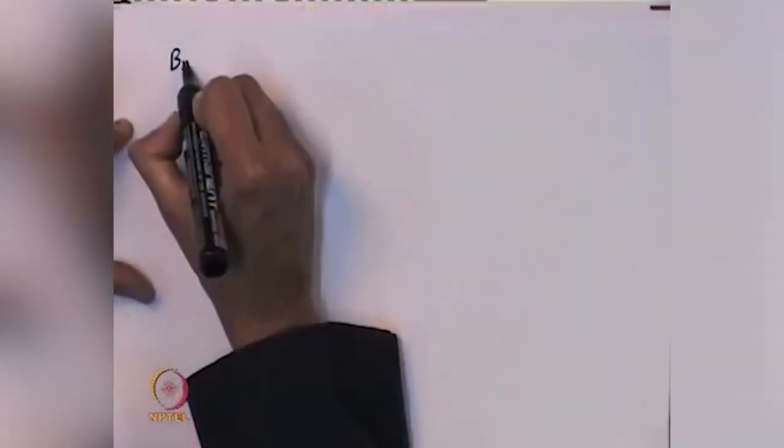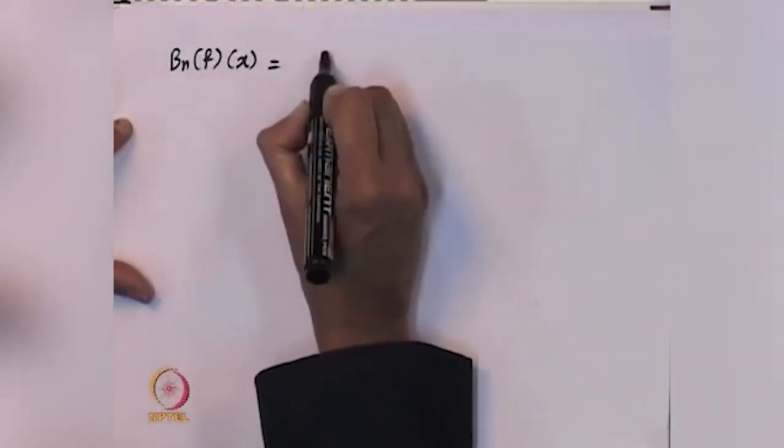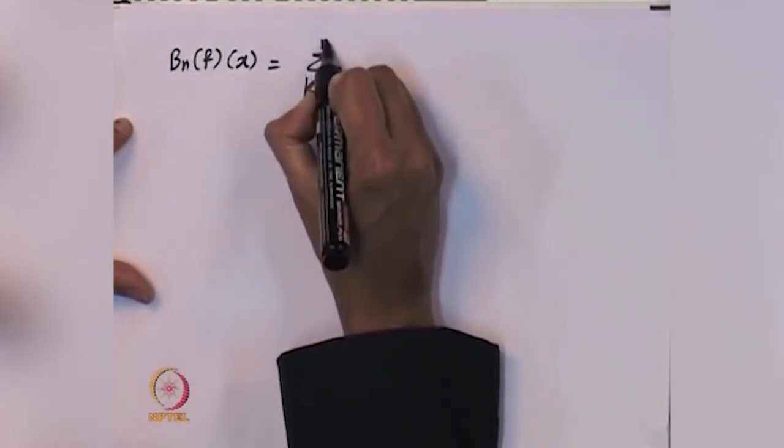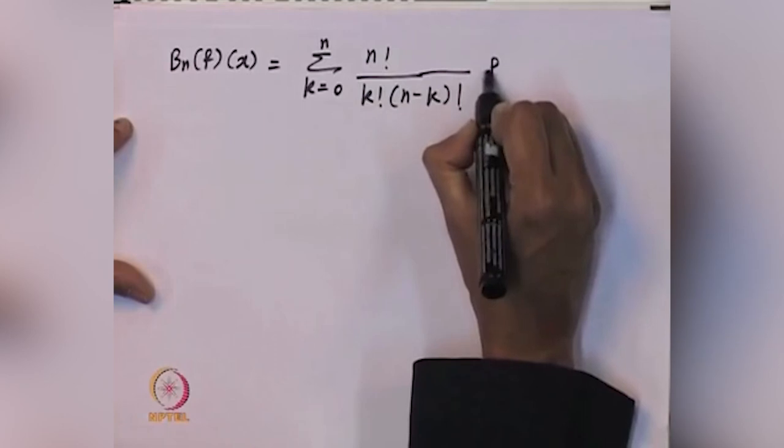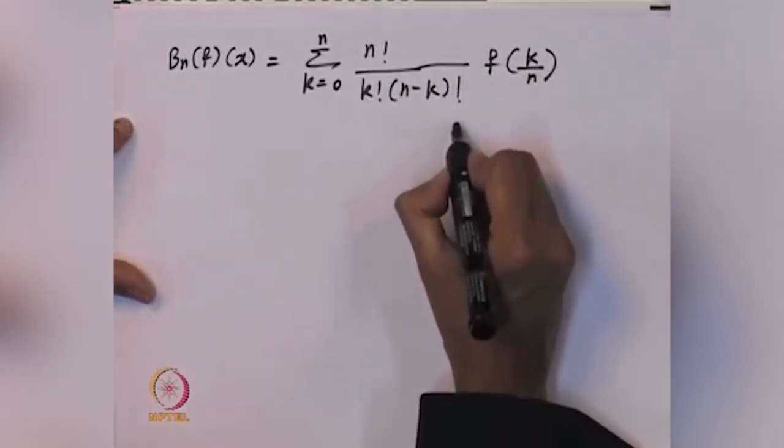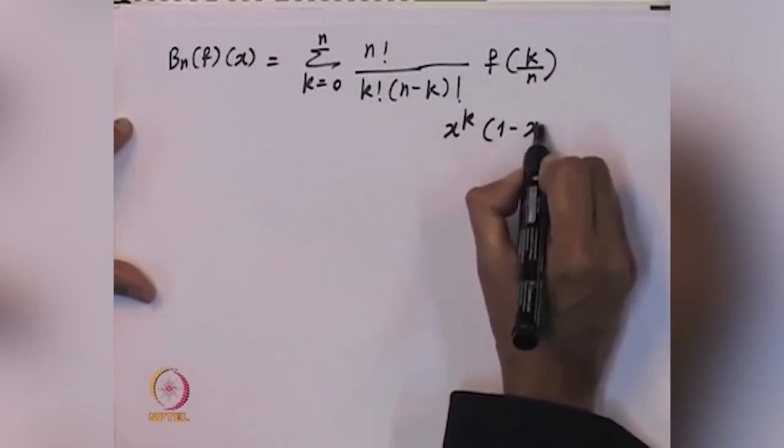That means, if f is bigger than or equal to 0, it implies our polynomial also is going to be bigger than or equal to 0. And then we will appeal to what is known as Korovkin's theorem. So, let us first calculate the Bernstein polynomials for the special functions 1, x, x squared, and show convergence for these three special functions. So, we have B_n f at x to be the summation k going from 0 to n, n factorial by k factorial times (n minus k) factorial, f of k by n, x raised to k, (1 minus x) raised to n minus k.